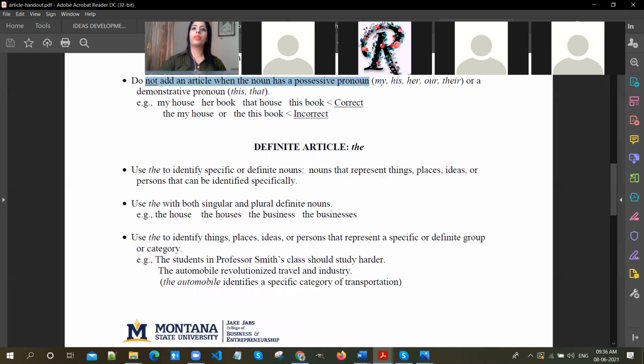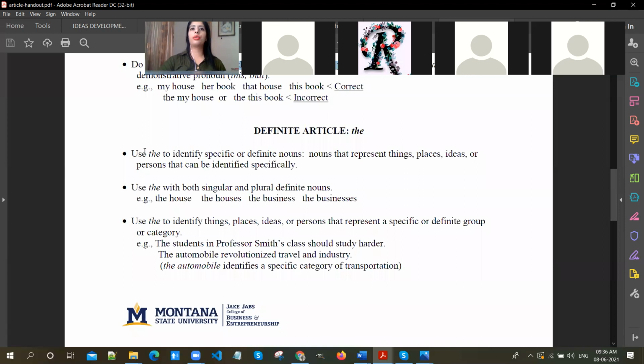Right, next is definite article. Again, the is used to identify specific or definite nouns, places, ideas, persons that can be identified specifically. Like the is, yes, very important. Take care of this thing in your mind, that the is used with both singular and plural definite nouns.